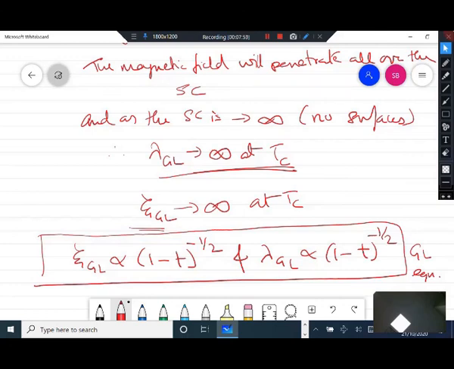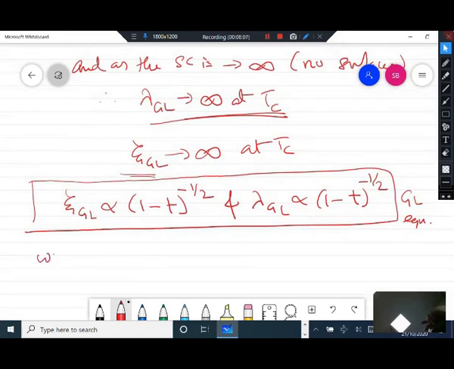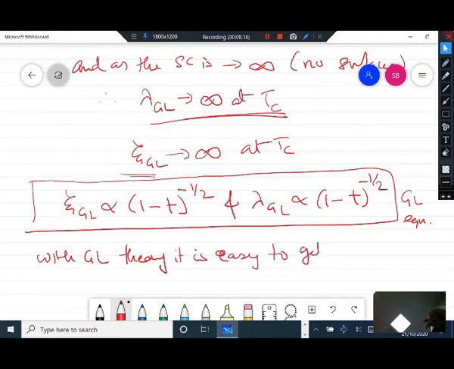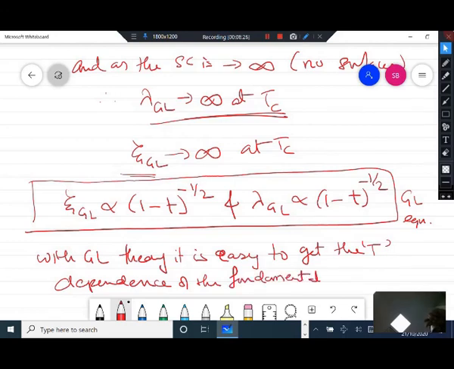already derived. The BCS theory also gives you the same length scales, but with GL theory it is very easy to derive, and to get, the temperature dependence of the fundamental length scales.